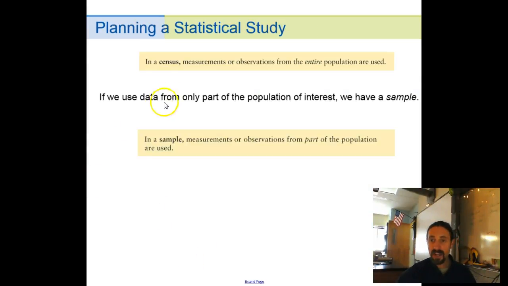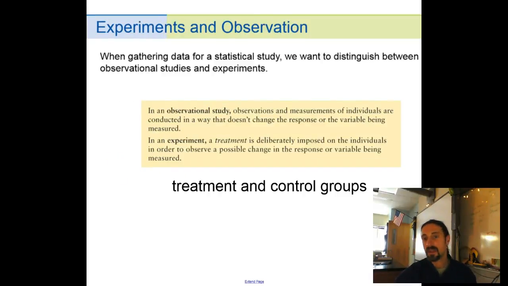As I mentioned in class the other day, a census uses measurements from the entire population, and a sample is only part of that population. Now, whether you use an observational study or an experiment, there are a number of reasons for doing both. Observational studies are ones where you're not adding variables. You're just comparing two different things.